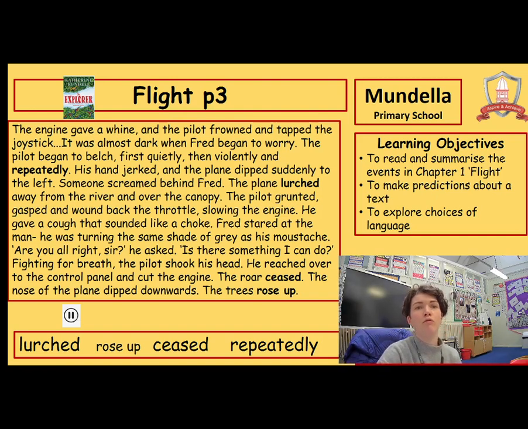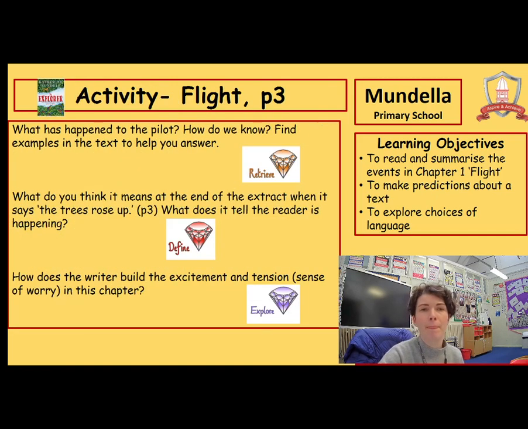Ceased. The roar ceased. Again, we can look to the sentence before. He reached over to the control panel and cut the engine. The roar ceased. So when the pilot cuts the engine, the engines stop. So ceased means stop. Then the final word there, repeatedly. If you do something repeatedly, if you repeat something, it means you do it over and over again. So the pilot, he belches violently and repeatedly. It happens over and over again.